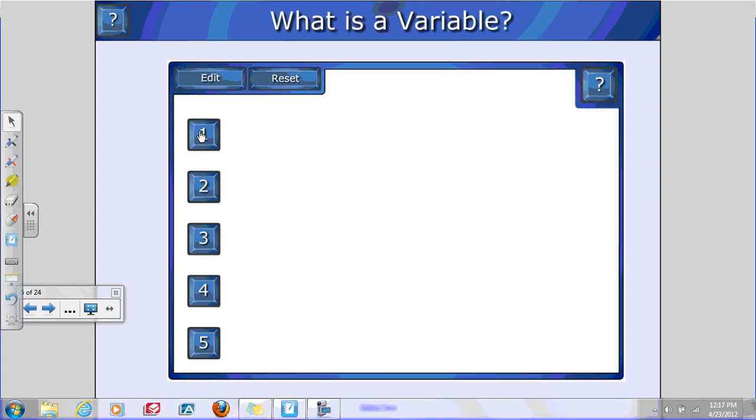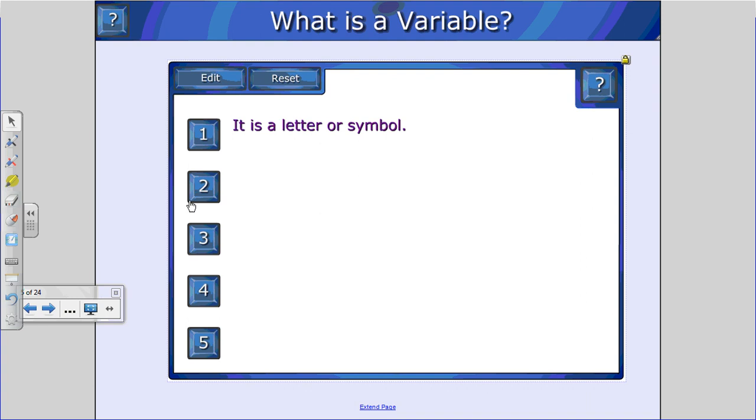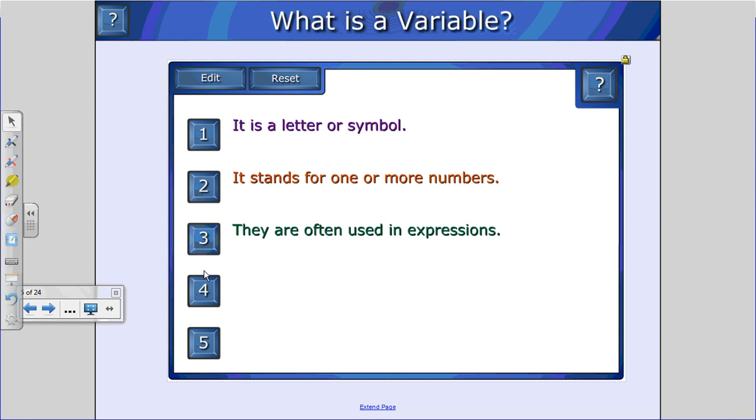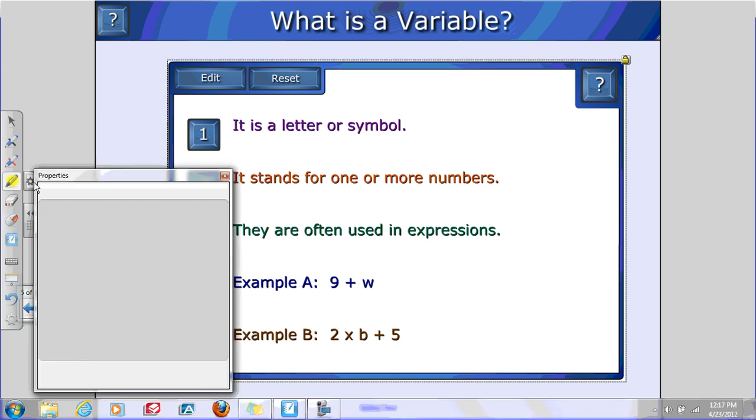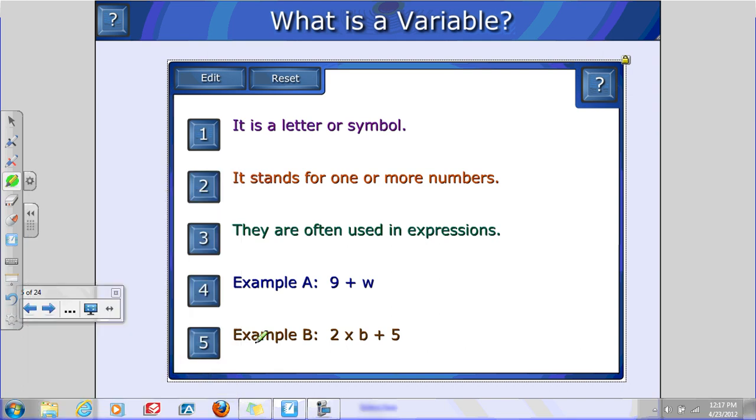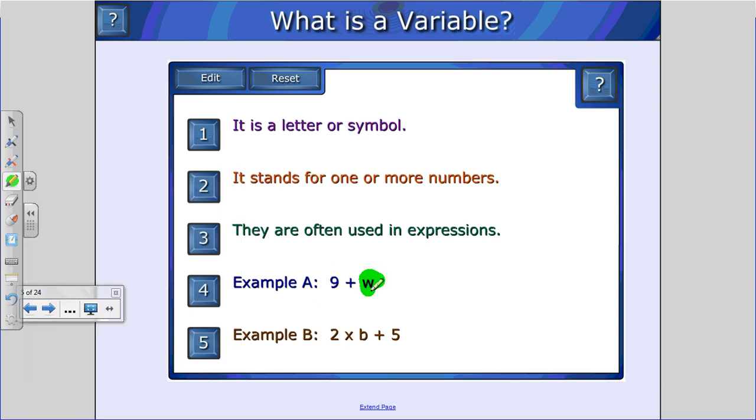What is a variable? A variable is a letter or symbol, which we just found out. It stands for one or more numbers, an unknown amount. They're often used in expressions. And here are some examples. And again, we have a variable. W is the variable here, and B is a variable here.